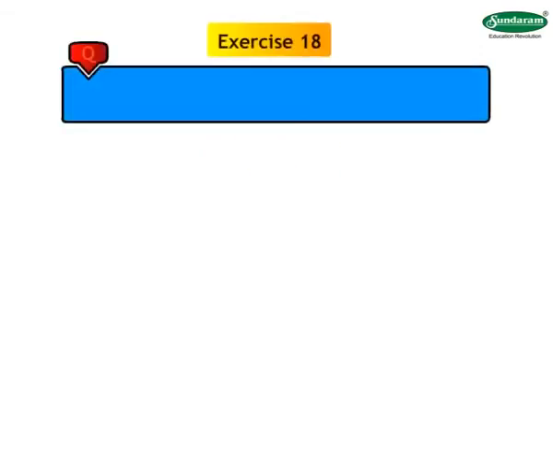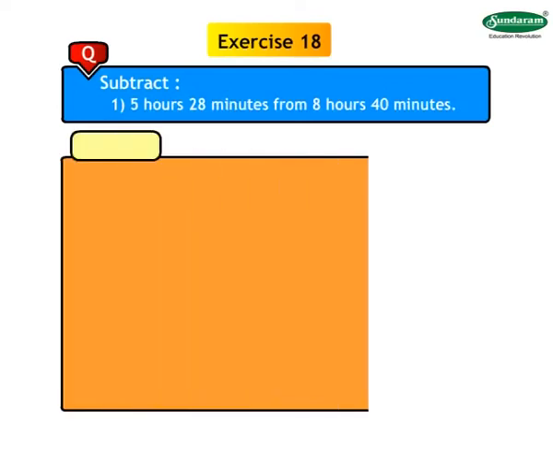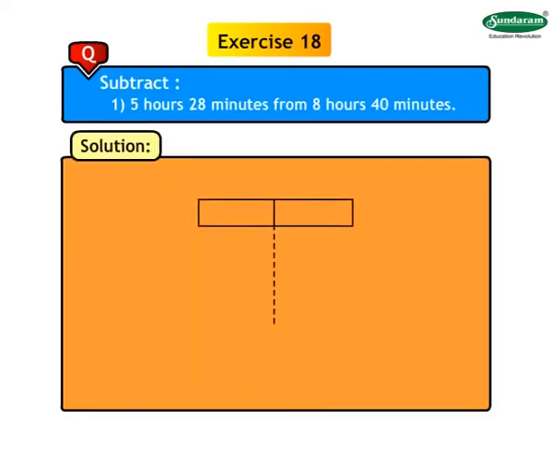Now let us solve an example from exercise 18. Subtraction of hours and minutes without borrowing. 1. Subtract 5 hours 28 minutes from 8 hours 40 minutes. Solution. Make two columns of hours and minutes. Write the bigger number at the top, from which the smaller number is to be subtracted, in proper columns. Write a minus sign to the left and now place the smaller number below.